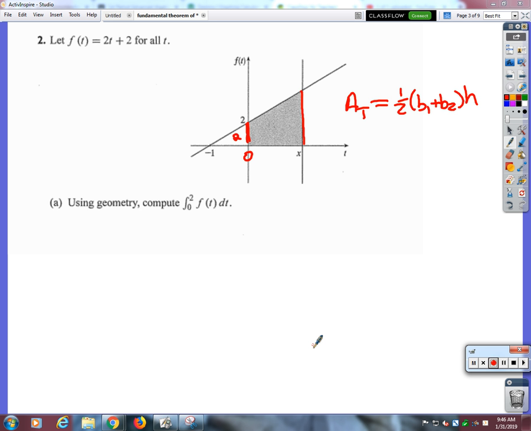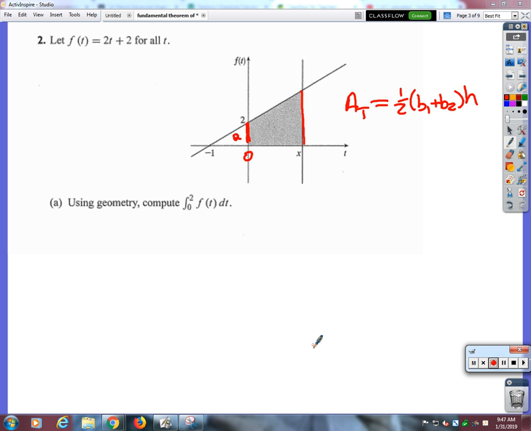2x plus 2. That's when you add the bases together. That's not quite right. Not quite. I'll show you. All right, so let's do this first one.